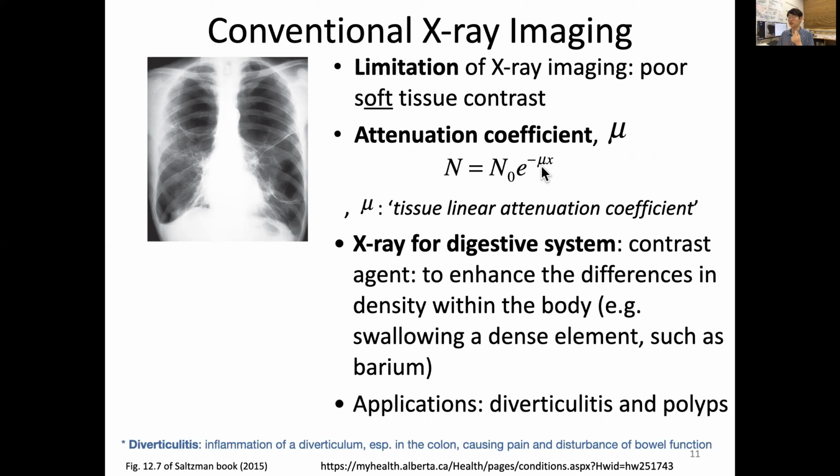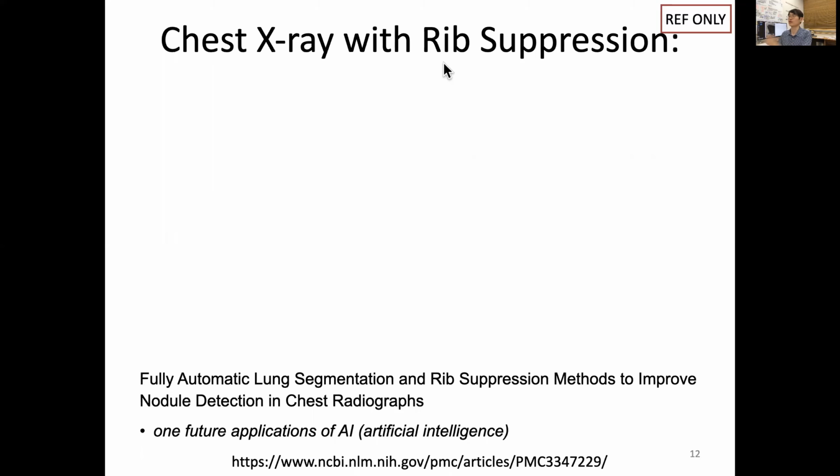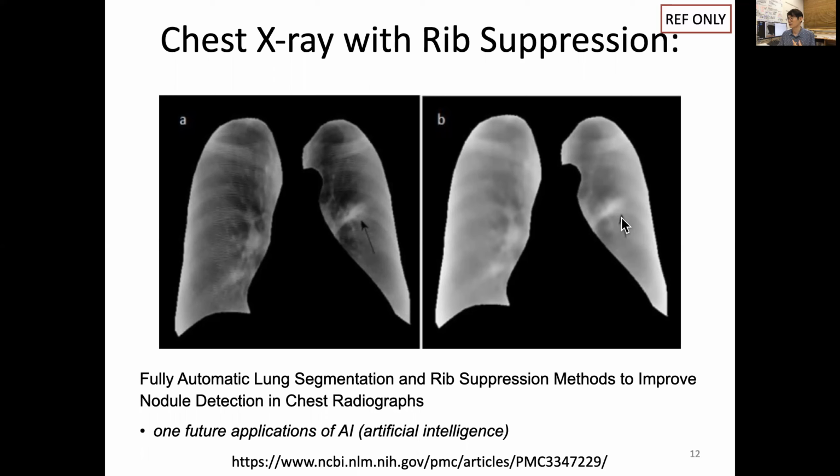So I just bring some examples of what's cool about X-ray nowadays, for example, chest X-ray with rib suppression. Because of the presence of the ribs, we may easily miss some important lesions inside the lungs. This is just an example of recent research. This is the original, you can see the ribs, and one can do rib suppression, and these lesions may show up better. So, fully automated lung segmentation and rib suppression methods to improve nodule detection in chest radiographs.